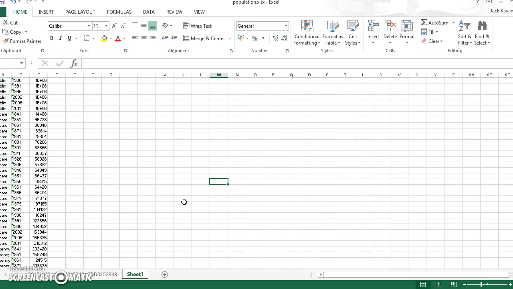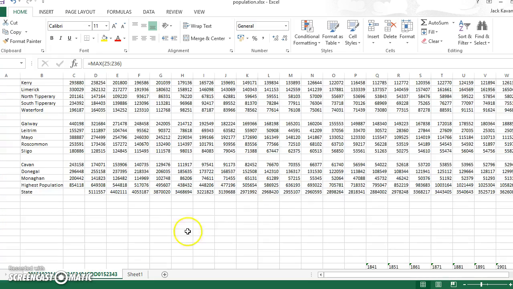For question 4, summarize the data in the population table, I did it here.